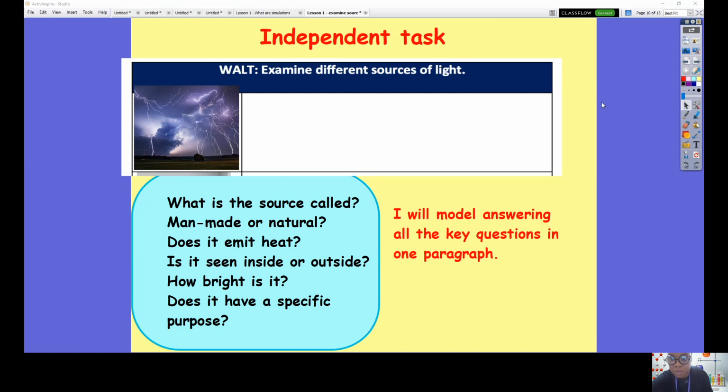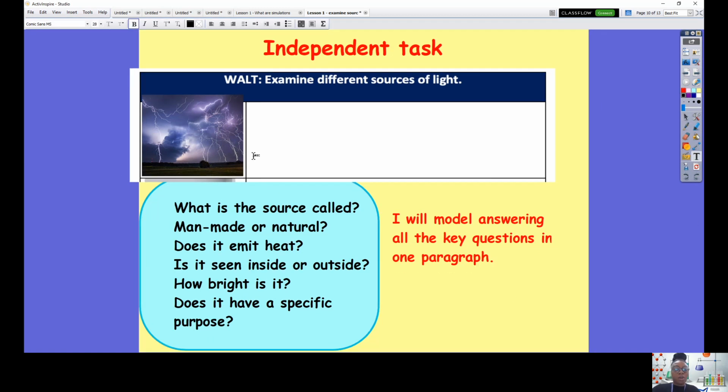Oopsie daisy, I don't know why this popped up. I'm actually going to type my answer because it's easier. So, what is this source called? And I'm going to say this source. Let's make it a tiny bit smaller. This source is called lightning. Stop. I'm going to go into the next question: is it man-made or natural?